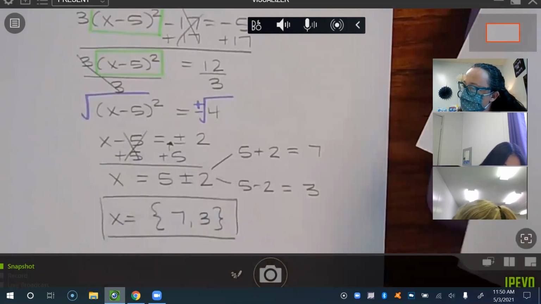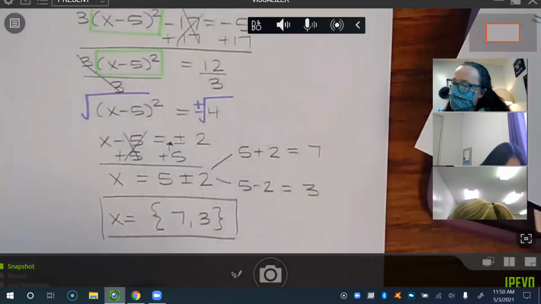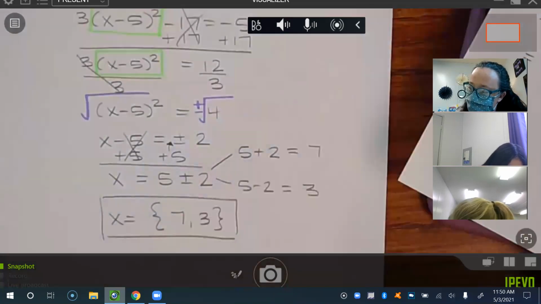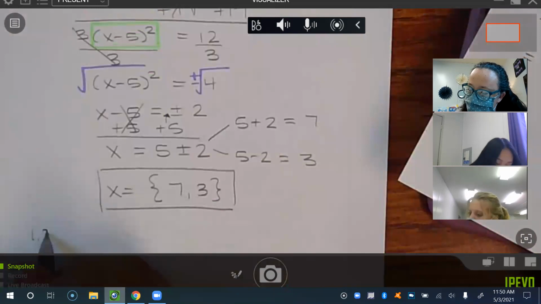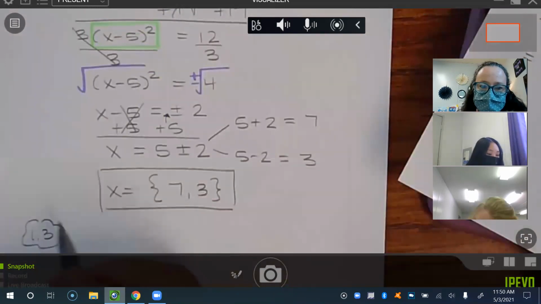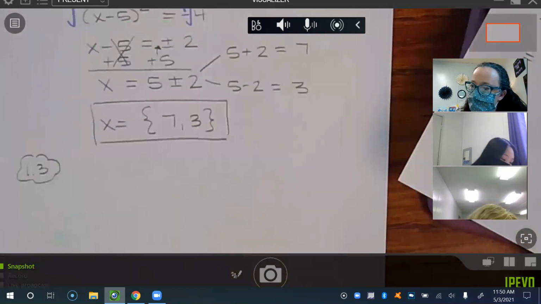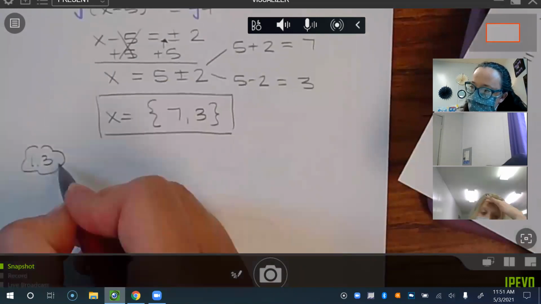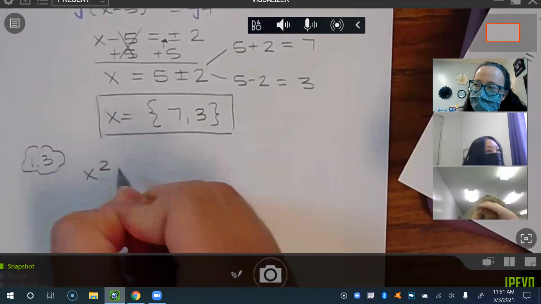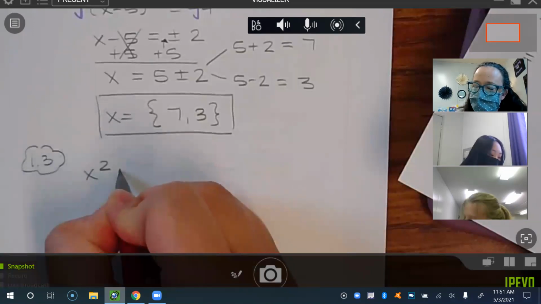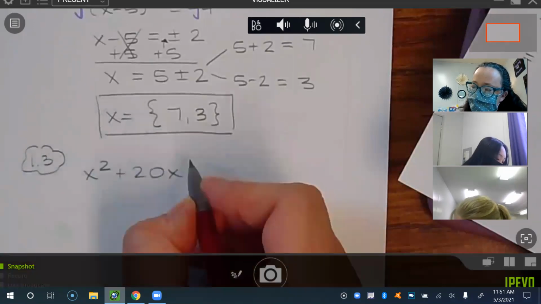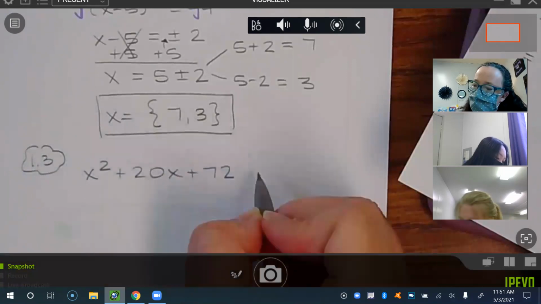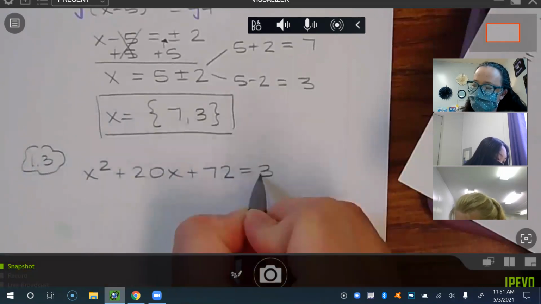And then the next thing I want to go over is solving by factoring. That's the 1.3. We're about done with me going over stuff. I just want to make sure you understand it before you start doing it. So 1.3 was solving quadratics by factoring. So this is the one I want to do. x squared plus 20x plus 72 equals 3x.